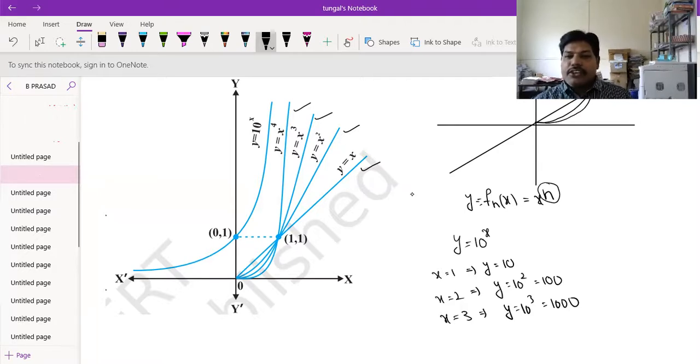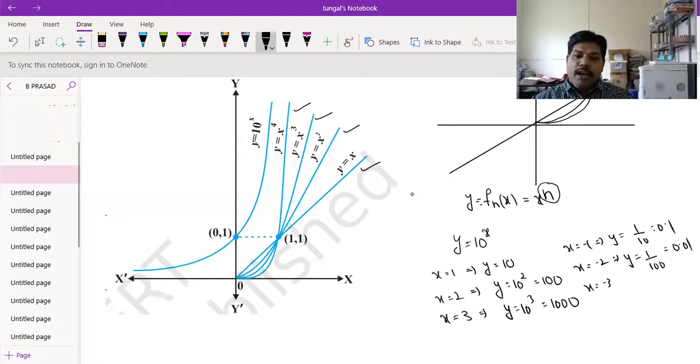Also if x is equal to -1, then y becomes 1 by 10, which is 0.1. If x is equal to -2, y becomes 1 by 100, which is 0.01. If x is equal to -3, y becomes 1 by 1000, which is 0.001.